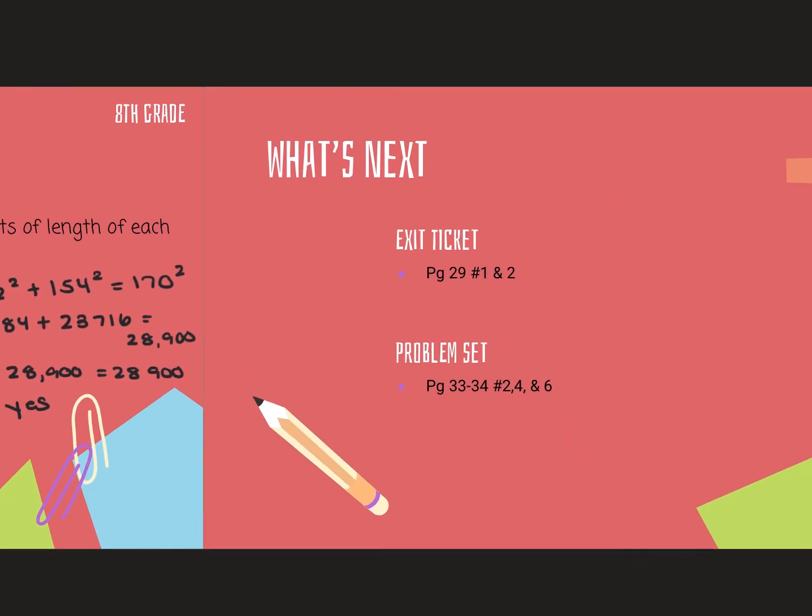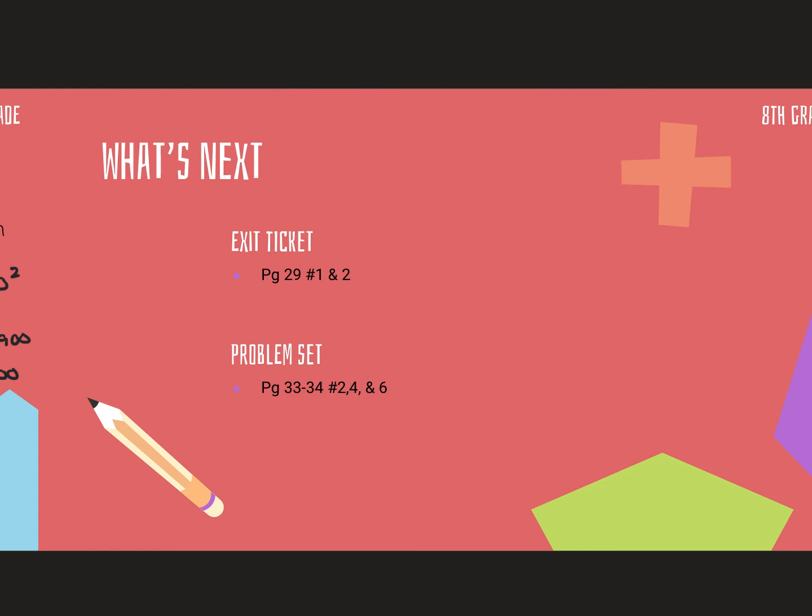All right, so now what's next? You're going to complete the exit ticket on page 29, numbers 1 and 2, and then the problem set on pages 33 through 34, questions 2, 4, and 6. But before you do that, go ahead and summarize what you've learned from today's lesson.